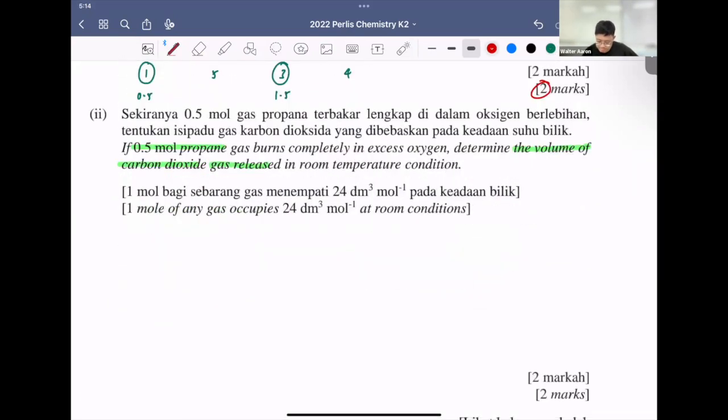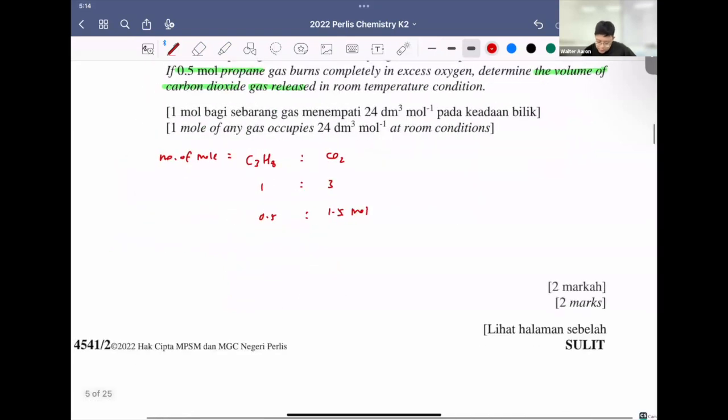So what I can do here is very simple. You just write propane's formula and then the CO2 ratio, which is 1 to 3. So the number of moles of propane to carbon dioxide is 1 to 3, which will be 0.5 to 1.5 moles. Then after that, you can put here the number of moles of carbon dioxide is 1.5.